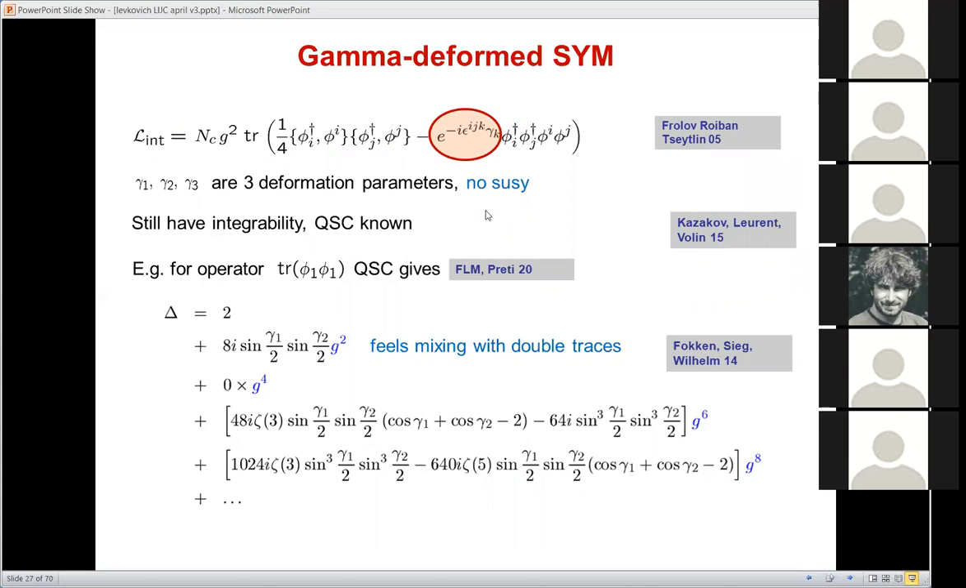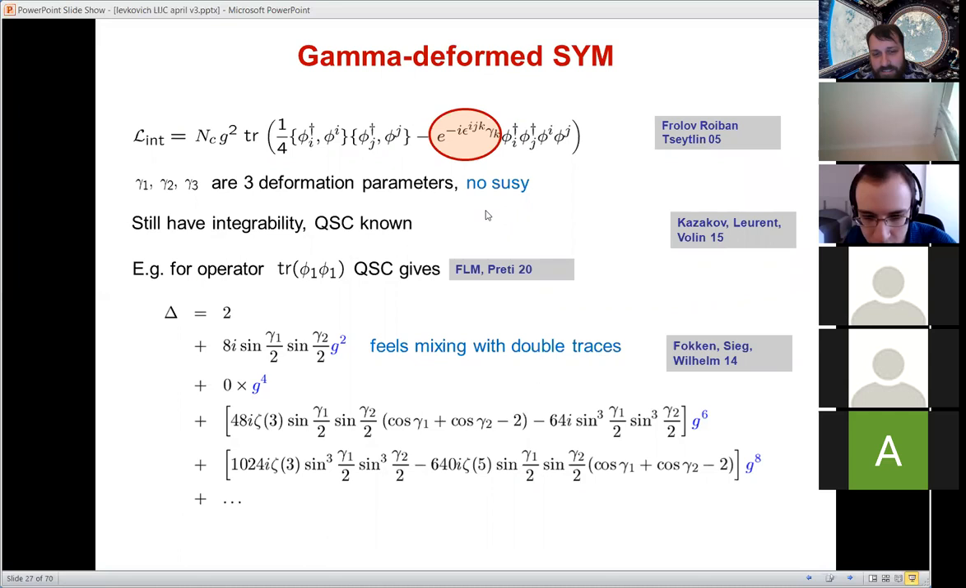So I decided I will not do a list of all results obtained using the quantum spectral curve, and that would be boring probably for you and certainly for me. So I will only highlight some of the achievements.